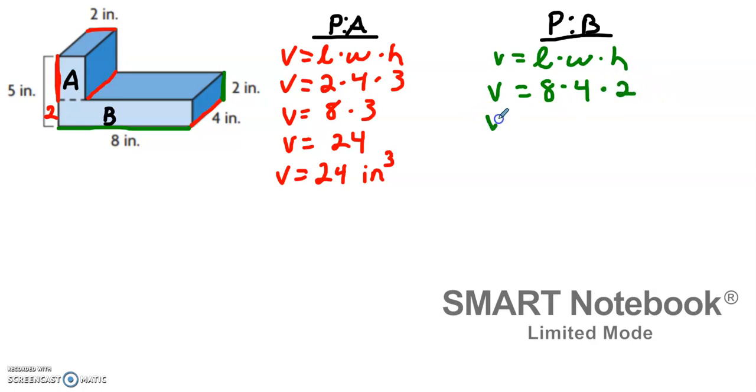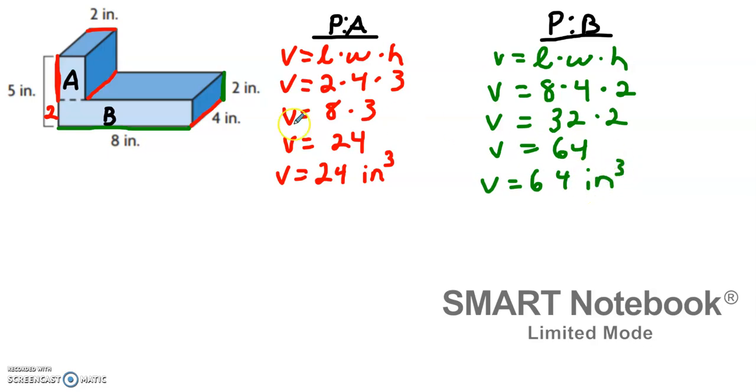Now I just multiply. 8 times 4 is 32. And then I carry down the rest. And then 32 times 2 is 64. So I know the volume here is 64 inches cubed or cubic inches, whichever way that you want to put it.